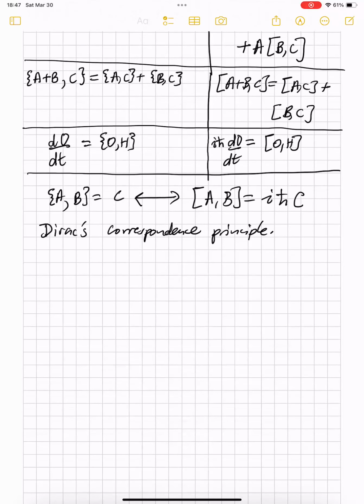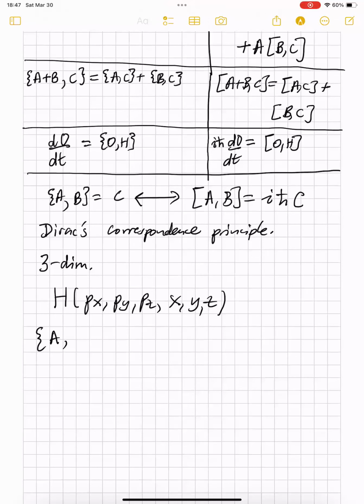Now, I just want to do one slight generalization, just to make sure that we understand what we're doing, and that is, how would things look if we were working in 3 dimensions? Well, in that situation, the Hamiltonian would be a function of an x component of momentum, a y component of momentum, and a z component of momentum. And it would also be a function of the 3 coordinates x, y, and z. What's more important is, what would the Poisson bracket be?